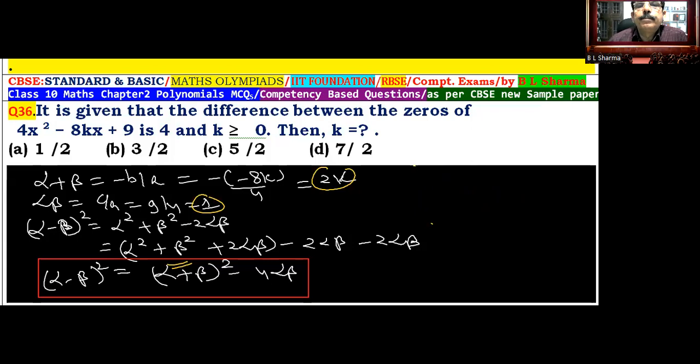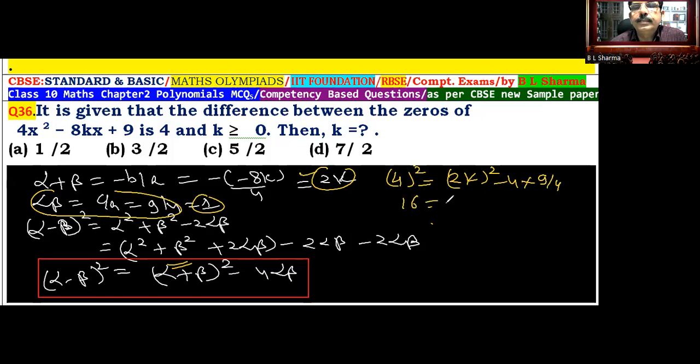So alpha minus beta, that is 4 whole square, is equal to alpha plus beta, that is 2k whole square. Alpha plus beta is 2k, minus 4 into alpha into beta, that is 9/4. So we write here 9/4. So 16 is equal to 4k square. 4 and 4 cancel, that is minus 9. So 4k square is equal to 25.